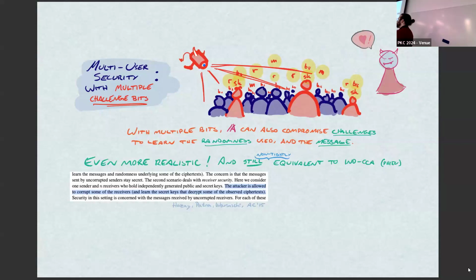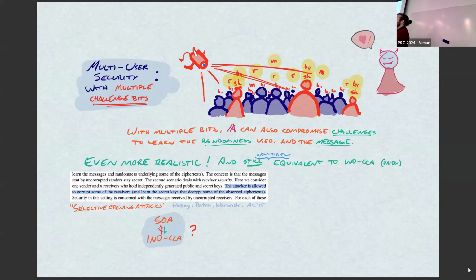And then we started reading related literature. And we came across some related notions where they're talking about completely different security notions than we are. Apologies, by the way, for the small text there, but the highlighted bit says the attacker is allowed to corrupt some of the receivers and learn the secret keys that encrypt some of the observed ciphertexts. So it's clear that they're talking about the exact same scenario, right? But the security model is very different, and it's called selective opening attacks, and it's not polynomially equivalent to NCCA. It is strictly stronger. There exists a separation.